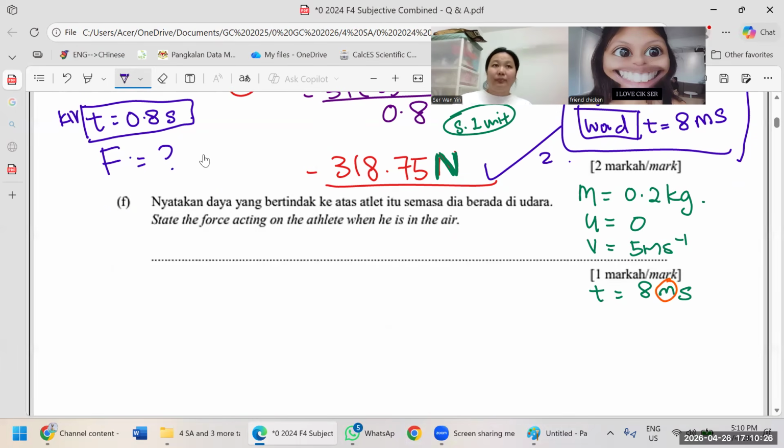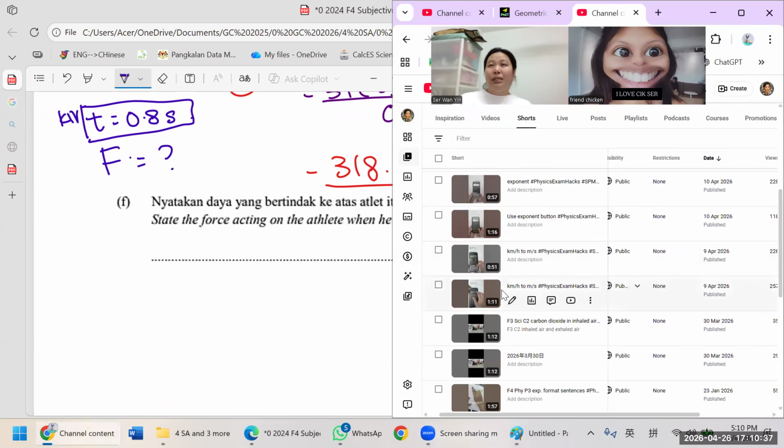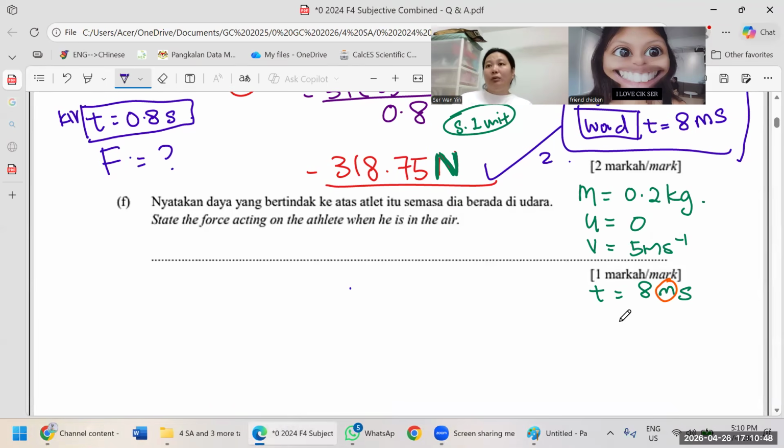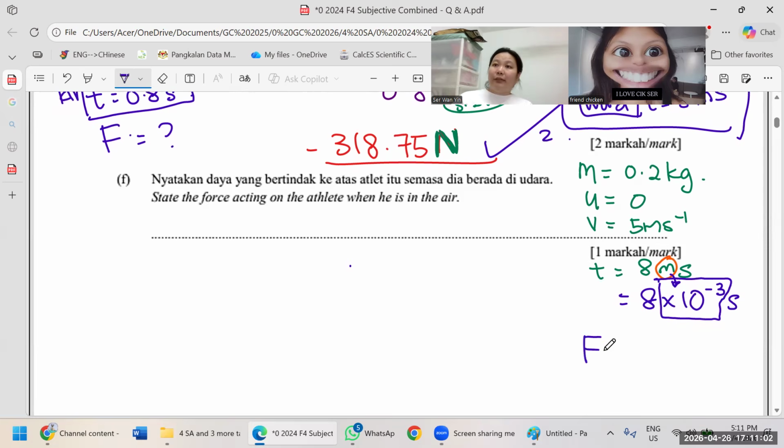One is you just type 8 millisecond here. Use your calculator, type milli. 8 milli, where is it? Here. Milli is a small prefix. 8 milli, and you will get 8 times 10 to the power of negative 3 seconds. So you change milli to times 10 to the power of negative 3, or you just press 8 milli. So F equals MV minus MU over T.